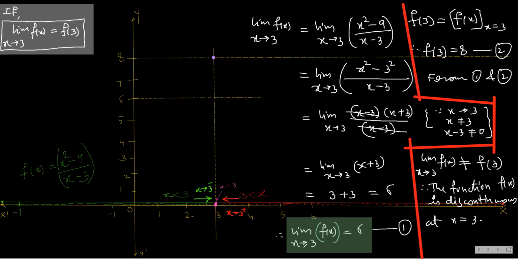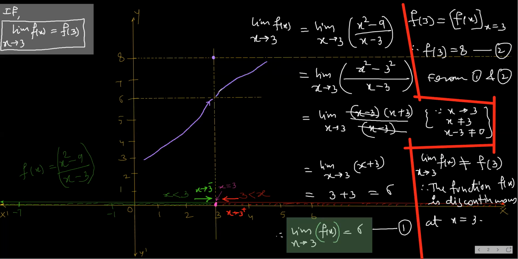So look at this equation. We got the limit as 6. So as x is approaching 3, f of x is approaching 6. It means the function could be going like this. See, as x is approaching 3, the function is approaching 6 from the left and also from the right. It could be something like this.